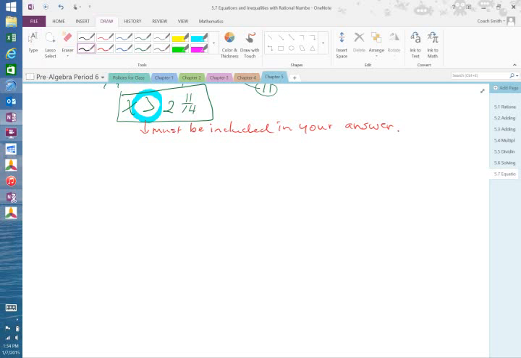Try this one on your own. It's an inequality. 8/15x minus 17/30 is less than 7/10.